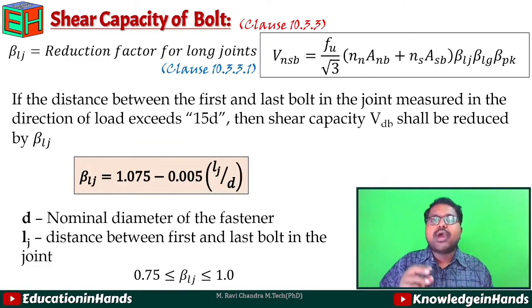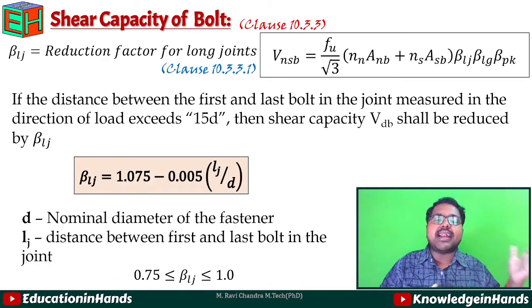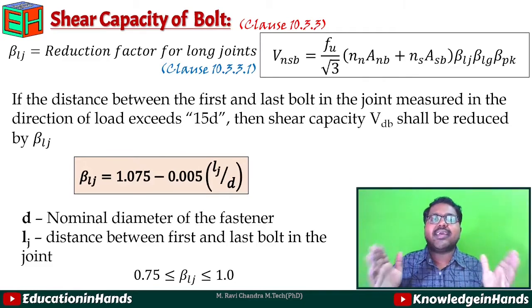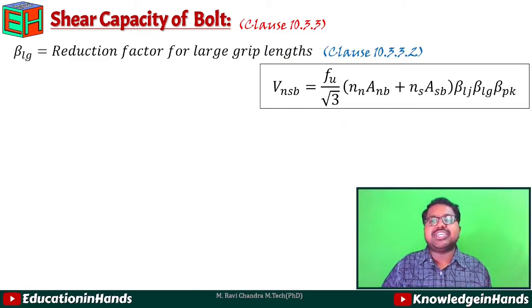And here we also have a condition that beta LJ should not be less than 0.75 and it should not be greater than 1. It should be in between 0.75 and 1. Otherwise, we need to take the nearest values. Then the next one is beta LG, which is nothing but the reduction factor for large grip lengths.